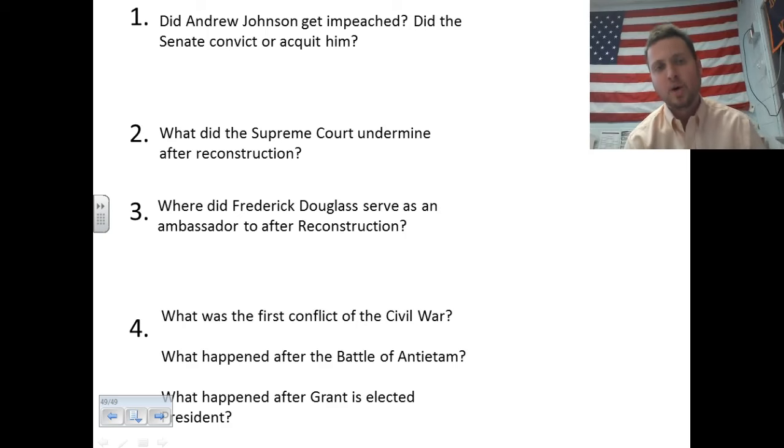If we're good, we're going to go over these. Number 1, did Andrew Johnson get impeached? Yes, the radical Republicans impeached him for violating the Tenure of Office Act. Did he get convicted or acquitted? He was acquitted by the Senate.